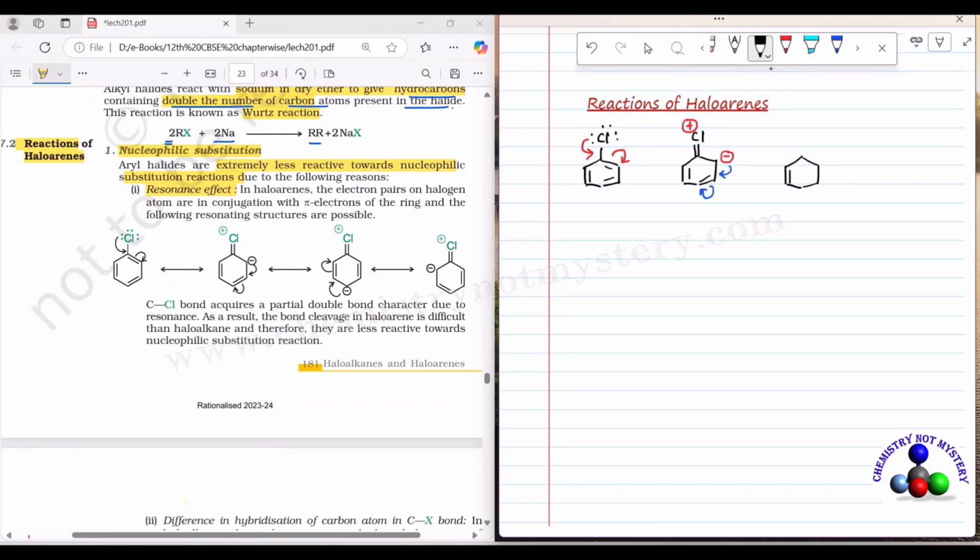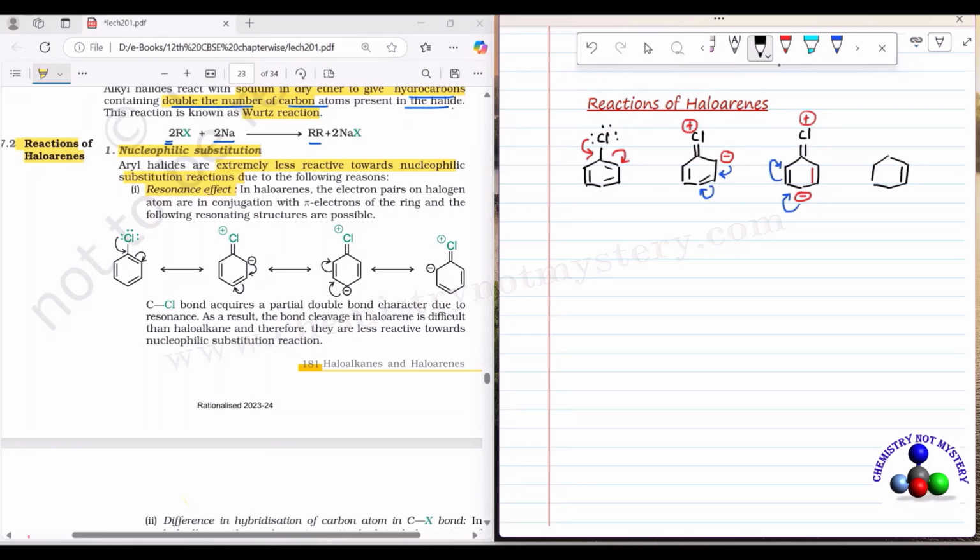Here these two bonds remain as they are. Chlorine already has the positive charge. As this negative charge moves between these two bonds, a new bond will be formed at this position, and as the pi bond moves to the para position, a negative charge will develop at the para position. Now this negative charge moves between these two bonds and the pi bond moves to the next carbon. So here you will get the next resonating structure.